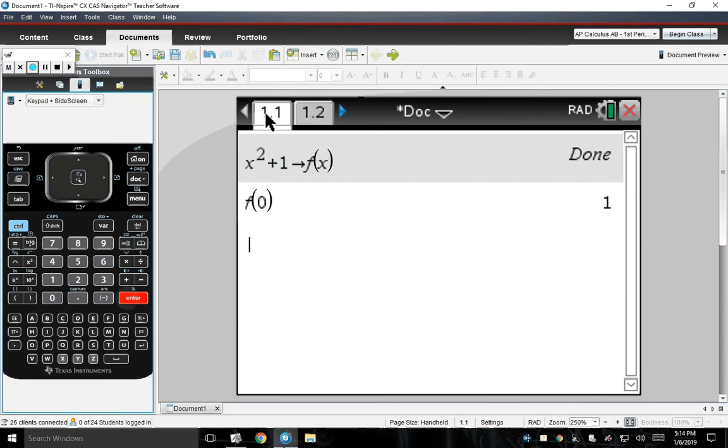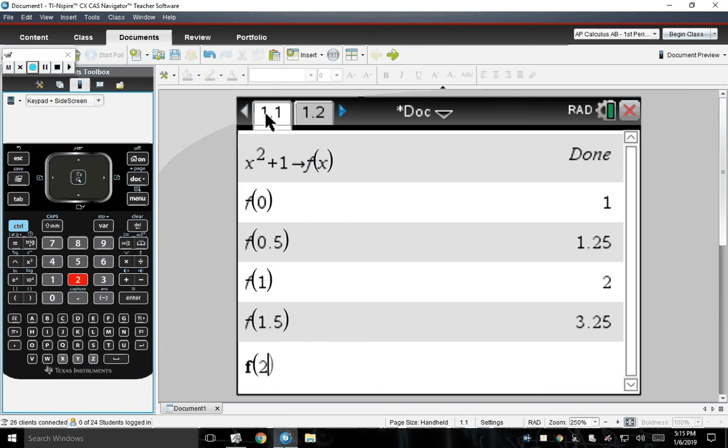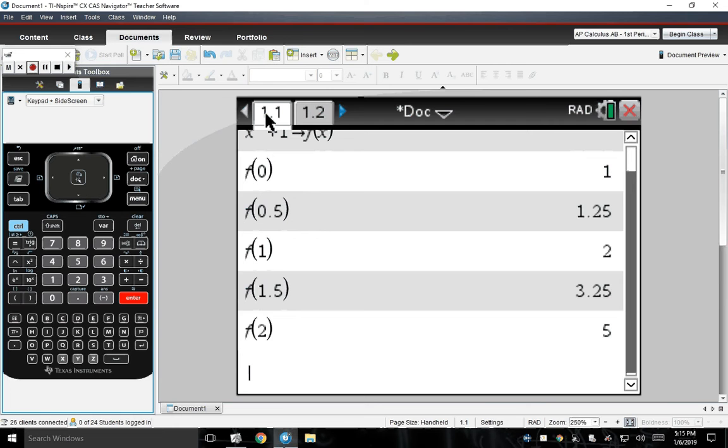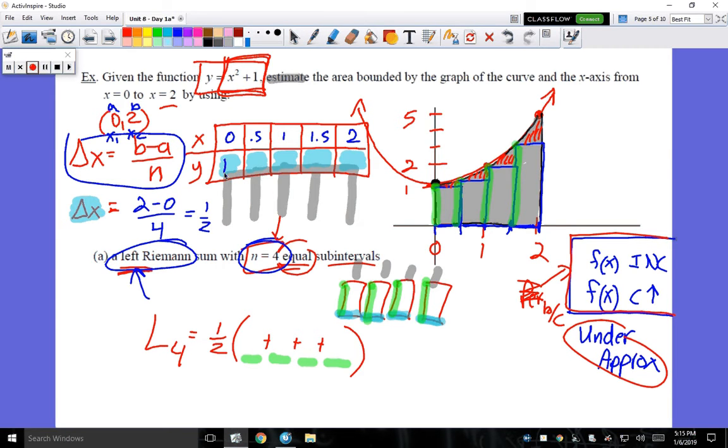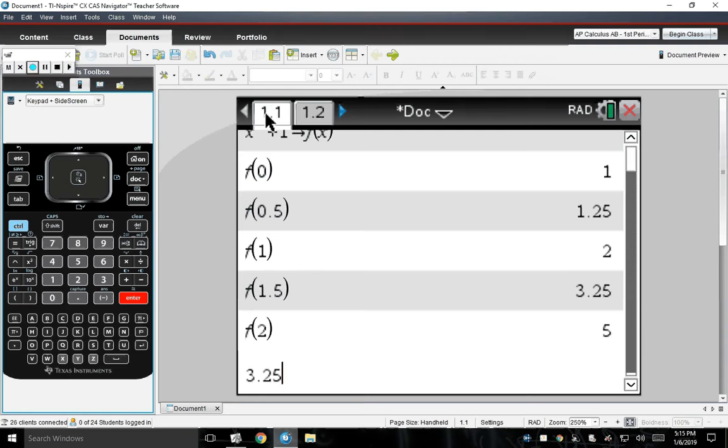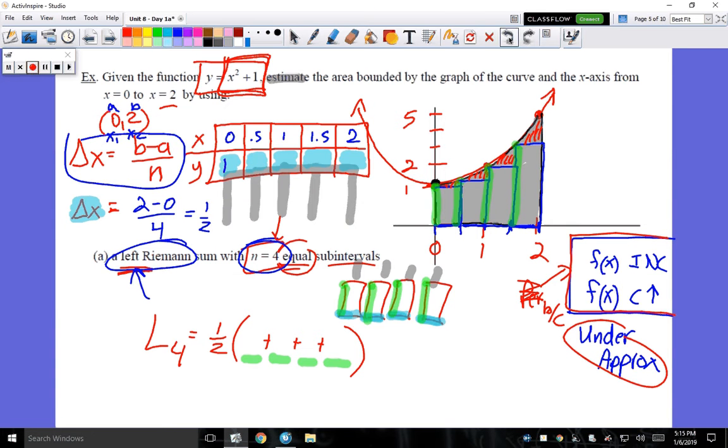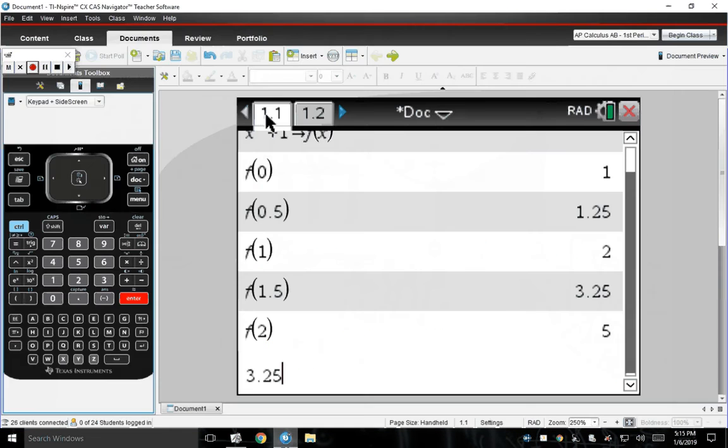So f of 0 gave me that, f of 0.5, f of 1, f of 1.5, and f of 2. Let me see if there are more decimal places. Nope. So 1, 1.25, then 2, then 3.25, and then 5.